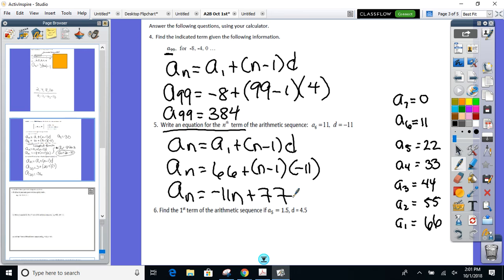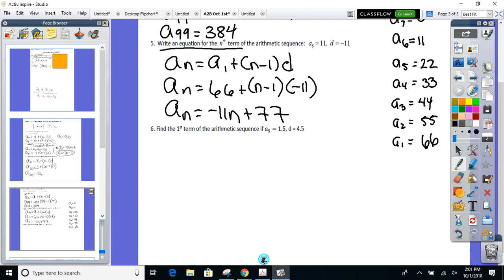All good? Okay, so now, knowing what we just did, can you find the first term given this piece of information? Feel free to talk it over in your group right now. How can I get back to the first term given the fifth term and what we're going by?